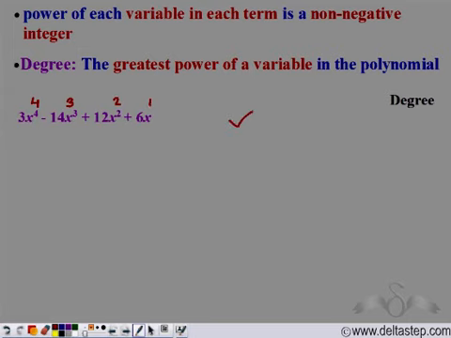And what is the degree of this polynomial? Degree is the greatest power of a variable. So what is the greatest power? The greatest power is 4. Among 1, 2, 3 and 4, the greatest power is 4. So the degree of this polynomial is 4.